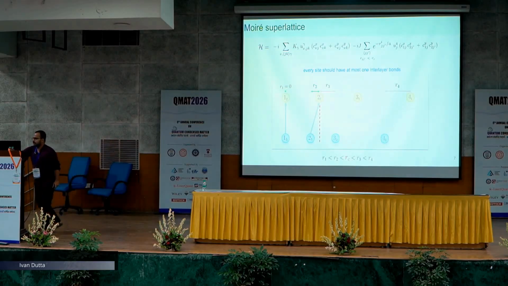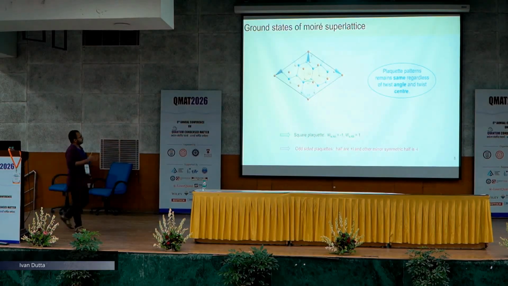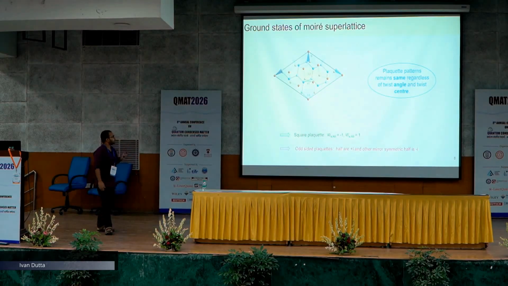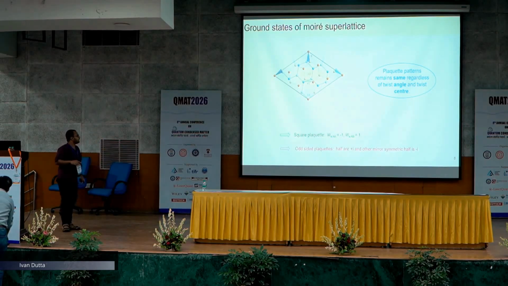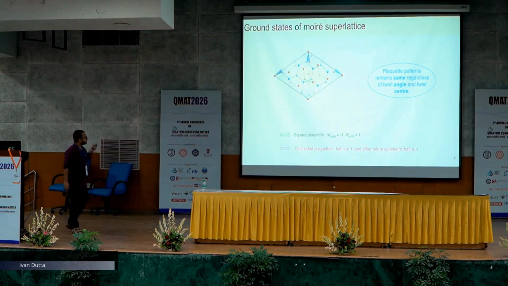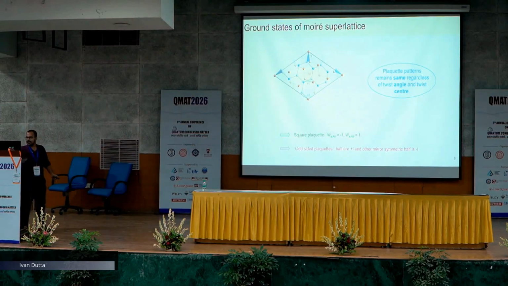This is very beautiful in the sense that it is a general phase diagram, because all the plaquette patterns remain the same regardless of the twist angles and twist centers throughout the twisted regime. It turns out there are two different regimes. The corner is the blue region and the middle one is the yellow region. The yellow is the AB stacking region and the corner is the A stacking region, and we can see that for the A stacking region all the square plaquettes are -1, and for AB they are +1, and there are also some odd-sided plaquettes, half of them are +i and half of them are -i.